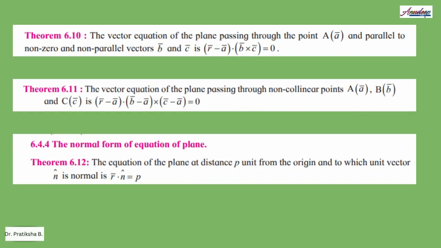The vector equation of the plane passing through the point A and parallel to non-zero, non-parallel vectors b and c is given by (r minus a) dot (b cross c) equals 0. The vector equation of the plane passing through non-collinear points A, B, C is given by (r minus a) dot ((b minus a) cross (c minus a)) equals 0. The normal form of the equation of a plane is given by r dot n hat equals p.